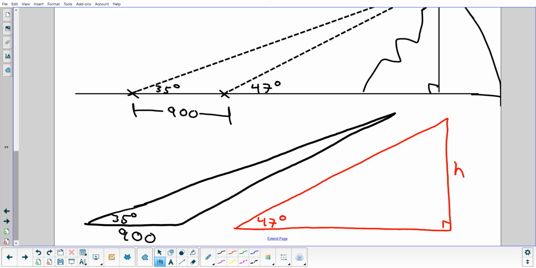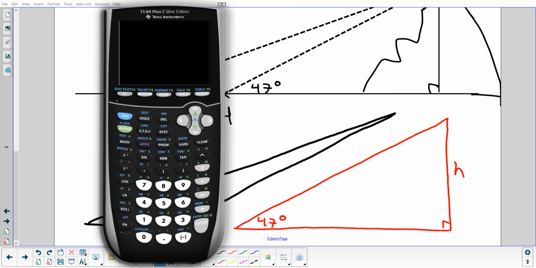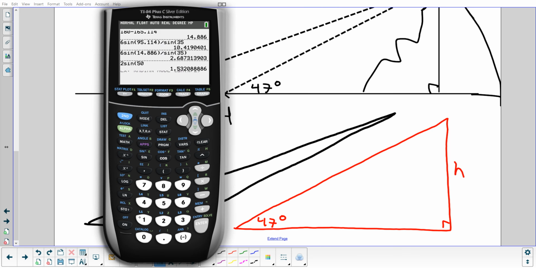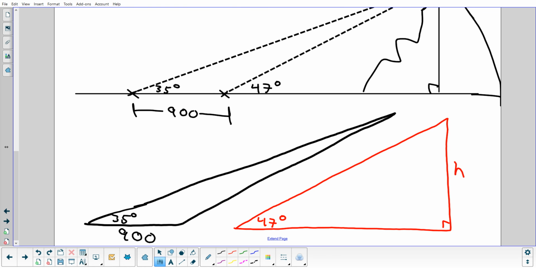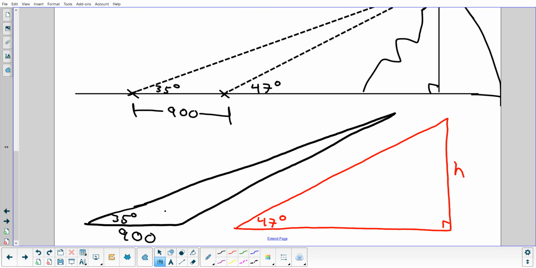How would you get this angle, which is really this one right there? 180 minus 47. Yeah. These two angles form a linear pair, so they make a straight line. So take 180 minus 47. So 180 minus 147, that gives me 33. Whoops, I meant 180 minus 47. Sorry, 47. 133.